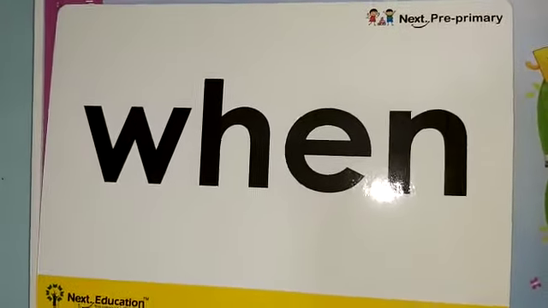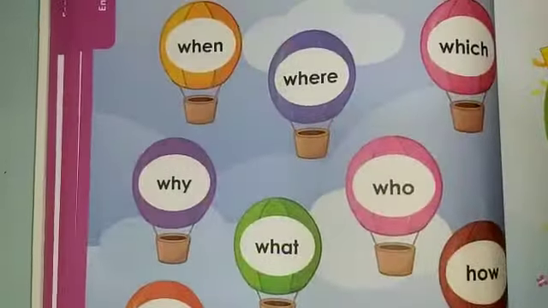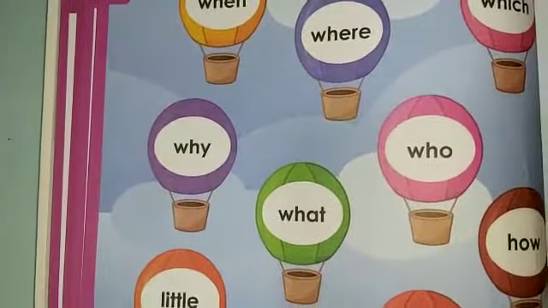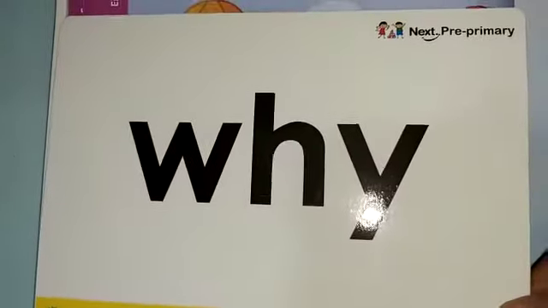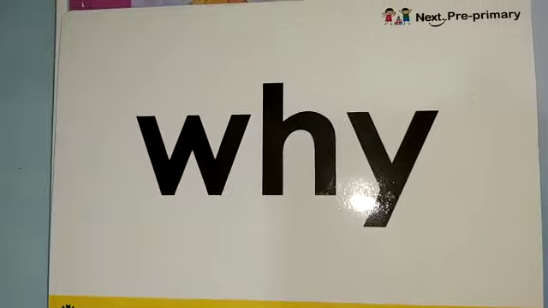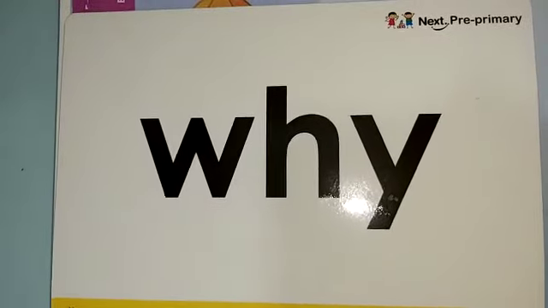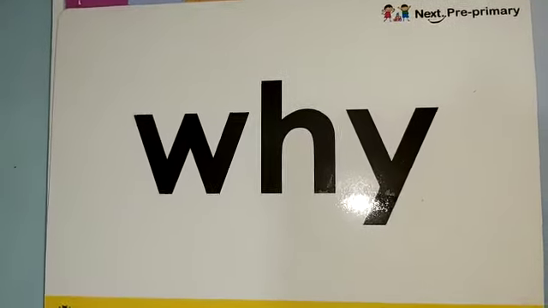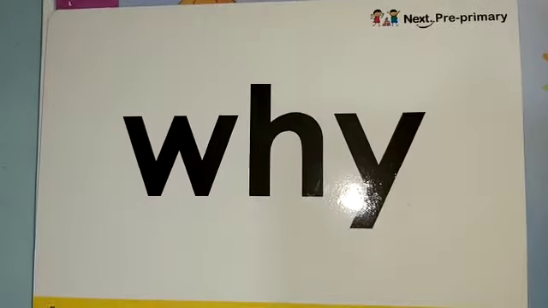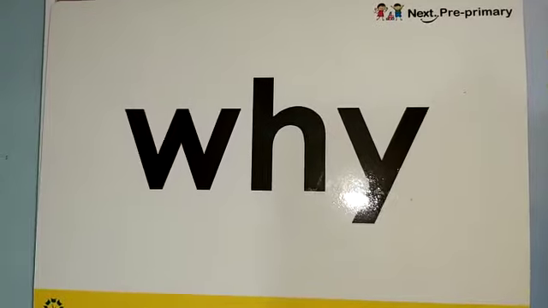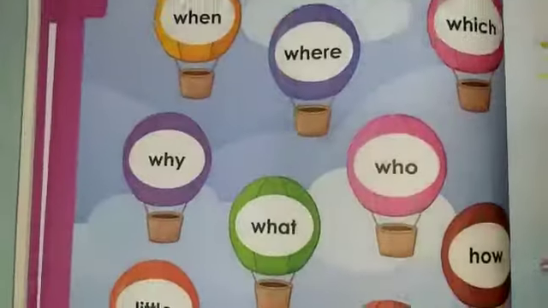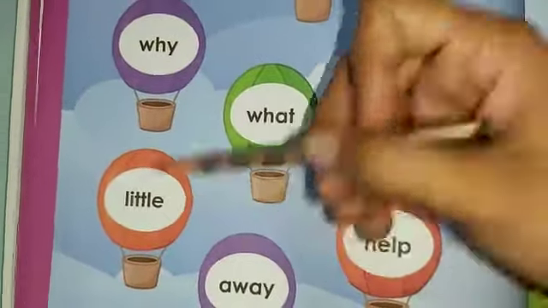Okay? Now, let's come up to the next sight word. What is the next sight word over here? Why. So, this is the card for why. Now, let's go through a sentence through why. Why are you sad? Okay? The sentence is, why are you sad? So, what is the sight word over here? Why. Now, the next one, the next is little.